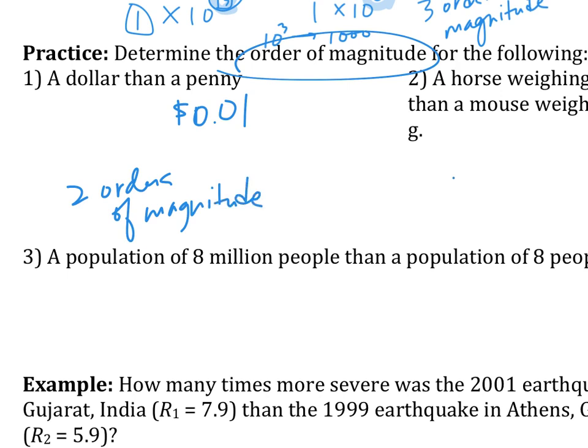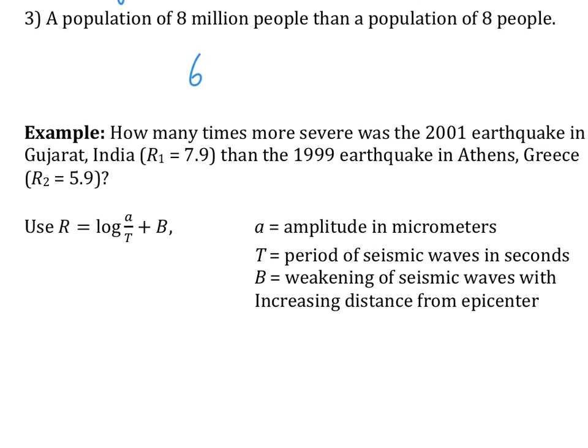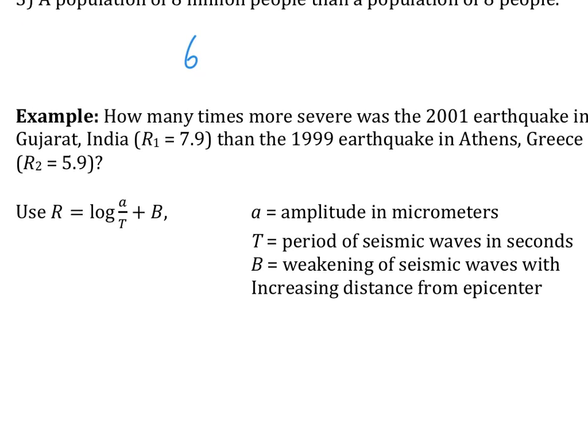Number 2 is 4 orders of magnitude. Make sure you subtract the exponent. Number 3 is 6 orders of magnitude. All right, now let's take a look at a real-life scenario with earthquakes.